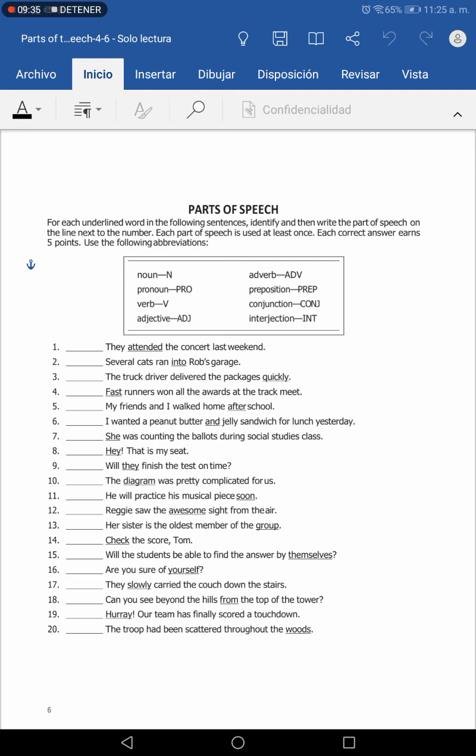If it is a pronoun, you have to write P-R-O. If it is a verb, you have to write V. If it is an adjective, A-D-J, and so on. Y así consecutivamente.